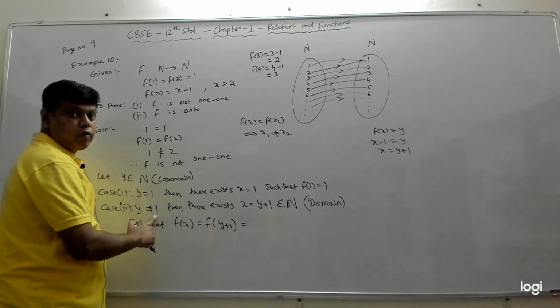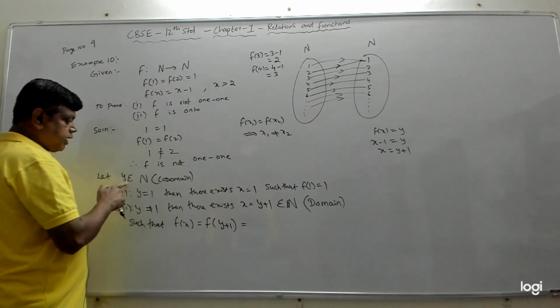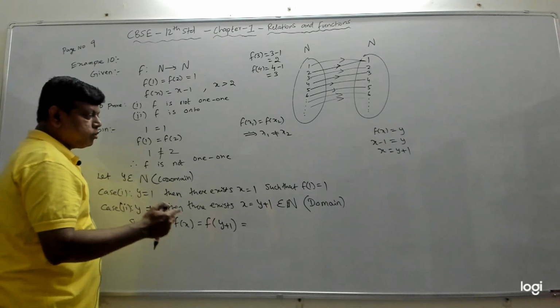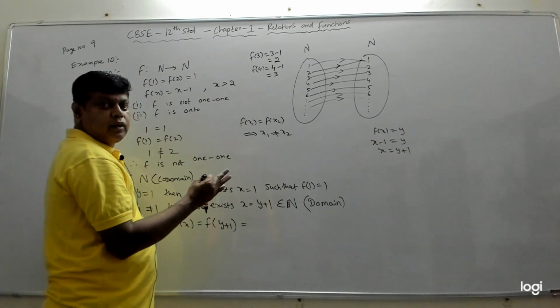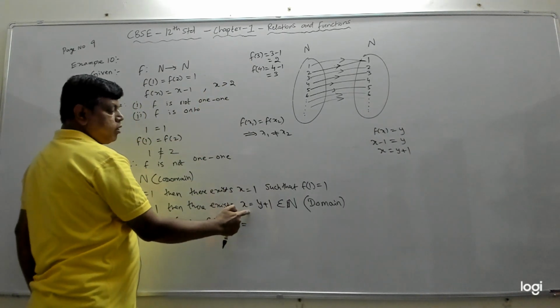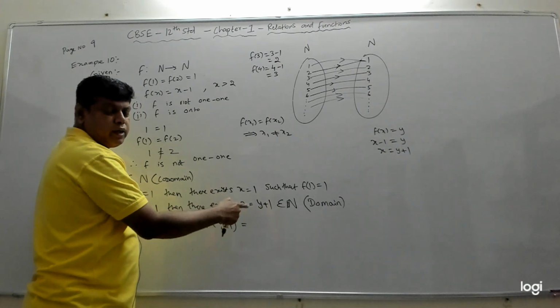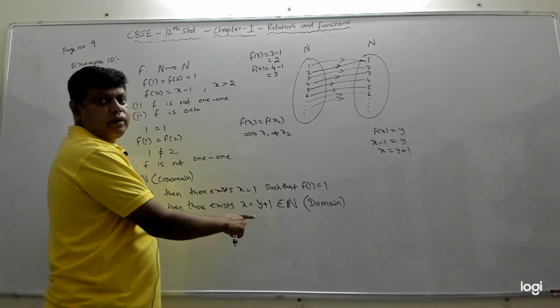When y is not equal to 1 means what? Y should be at least 2. Y is a natural number and y is not equal to 1 means y should be at least 2. Minimum it should be 2. If y is minimum 2, then x will become what? 2 plus 1 is 3. Your x becomes 3. When your x is greater than 2, your x is 3 now. Minimum it will be 3. It cannot go lower than 3. So for all these numbers y plus 1, the minimum value will be 3.